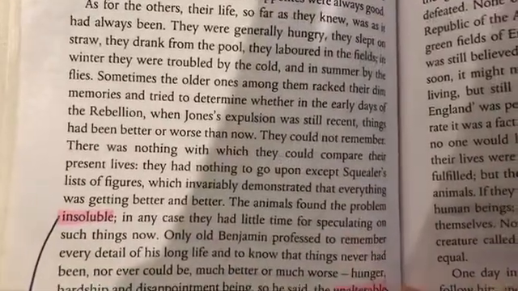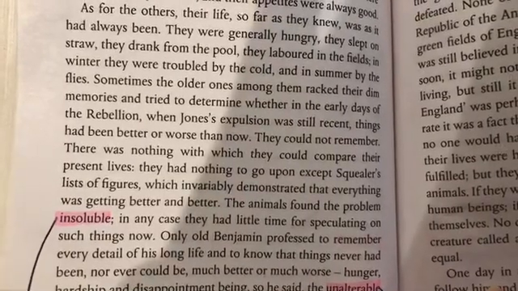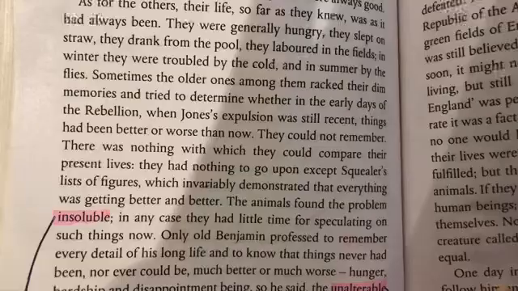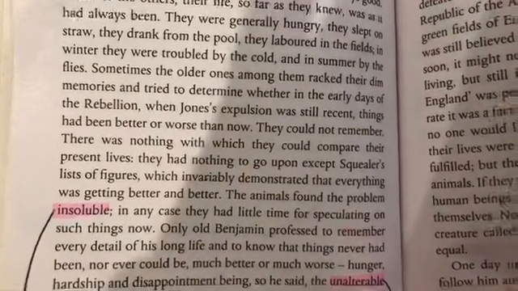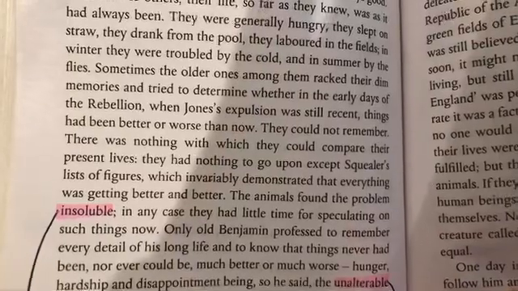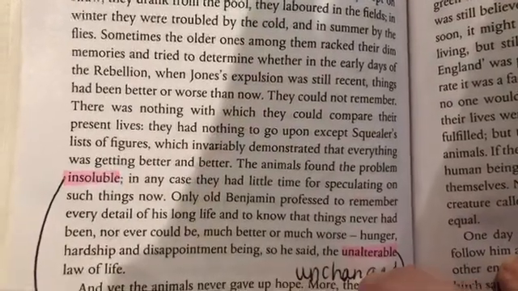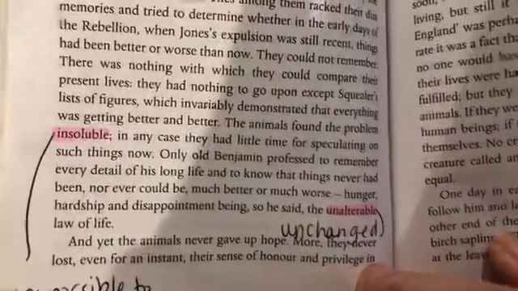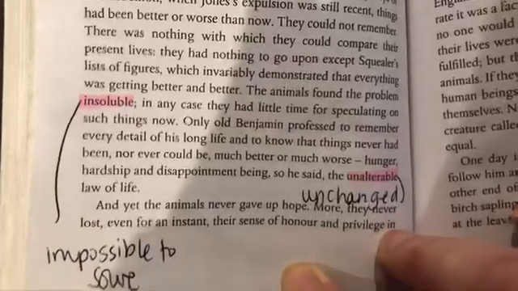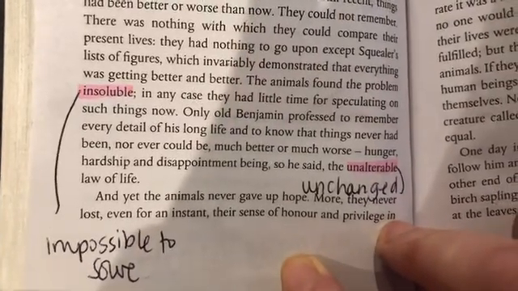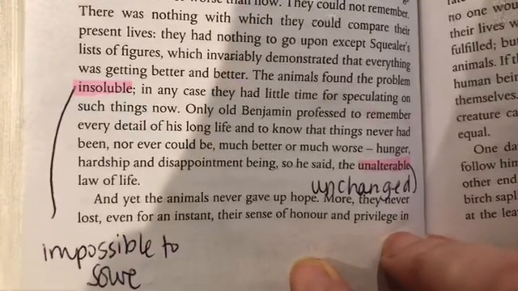Sometimes the older ones among them racked their dim memories and tried to determine whether in the early days of the rebellion, when Jones's expulsion was still recent, things had been better or worse than now. They could not remember. There was nothing with which they could compare their present lives. They had nothing to go on except Squealer's lists of figures, which invariably demonstrated that everything was getting better and better. The animals found the problem insoluble, so impossible to solve. In any case, they had little time for speculating on such things now.